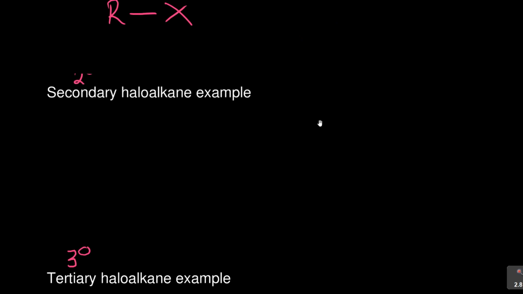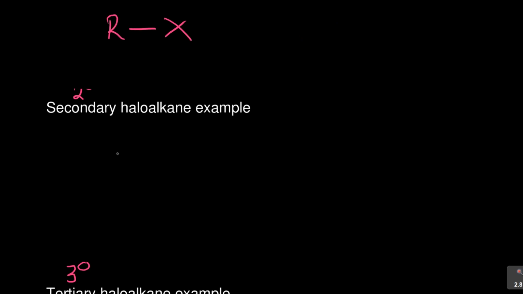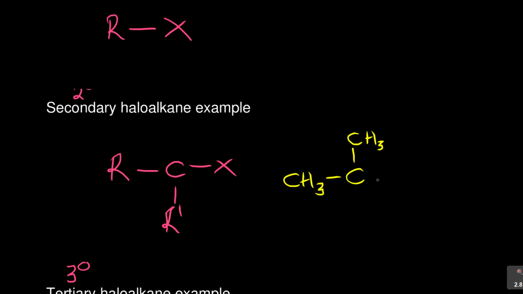Now look at this other one, secondary. In the secondary, it's a bit different. Now you have your R, then you have your C, and you have another R, and you have got X. This becomes the secondary. Let's make an example. I can have here C, and then I can have here CH3. I can have here CH3, it can be the same, and then I can have here H, and then I can have here F, like this. And then I ask you, what is the name or what is the structure here?